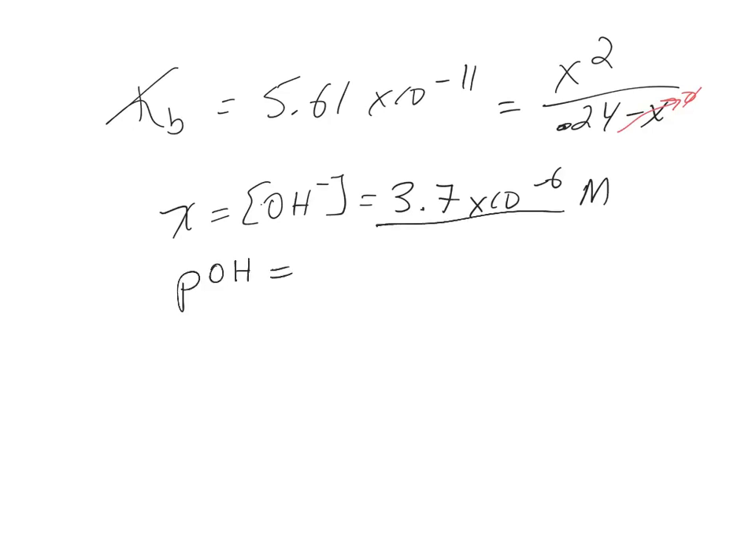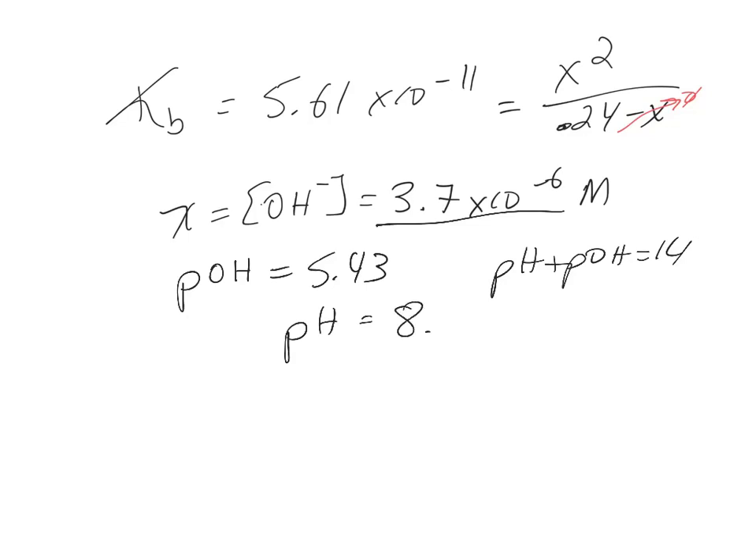pOH is the minus base 10 log of that value, which is equal to 5.43. We remember that pH plus pOH is 14. Therefore, the pH of this solution is 8.57. It is weakly basic.